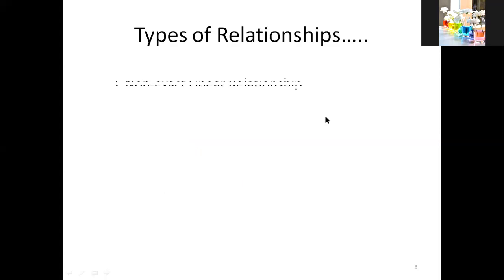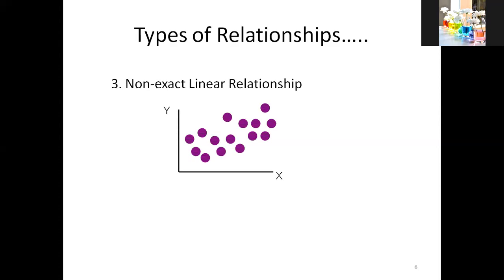Now we are coming to the third one, which is called a non-exact linear relationship. Almost all the natural values on the earth are based on this relationship. So this is called a non-exact linear relationship. The relationship is linear, but it is not exact.